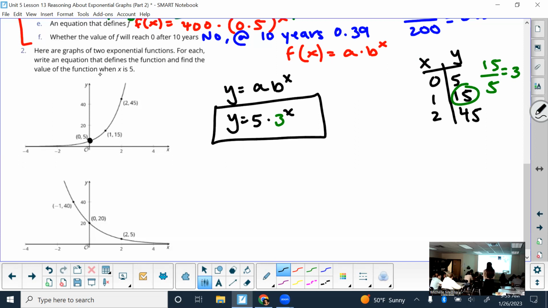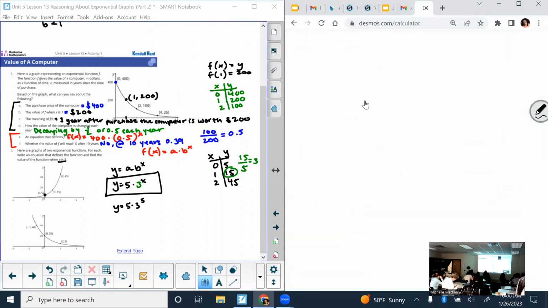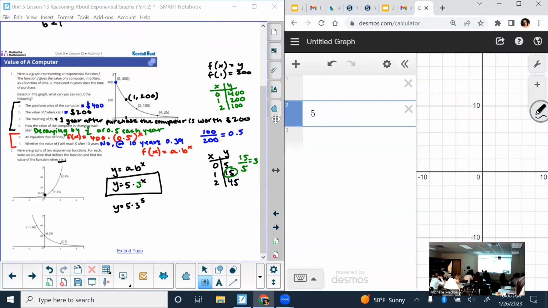All right, when it says find the value of the function when x is 5, what do I do? Replace the x with a 5. And then if I were you, I would just put that in my calculator. 5 times 3 to the 5th power. I would put it in all at once. Otherwise, do the exponents first. And that's 1,215. Questions there?